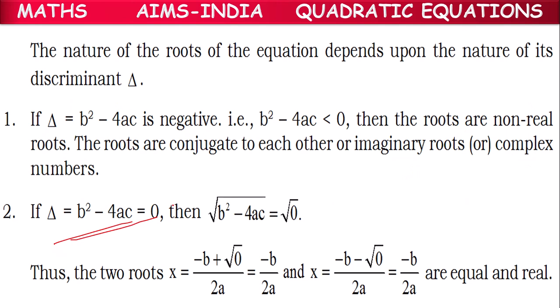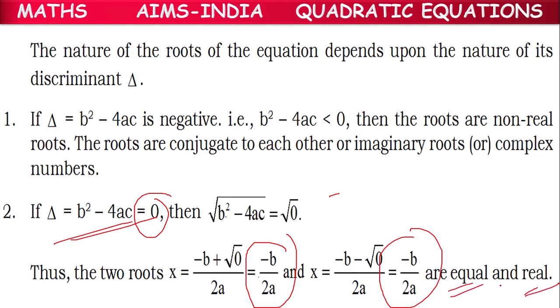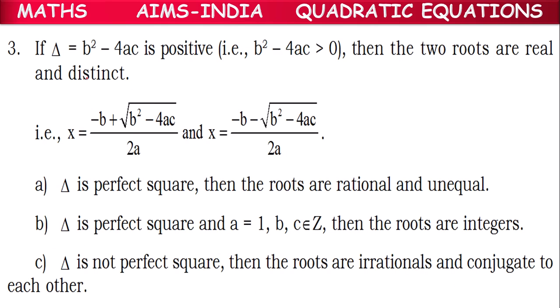When the discriminant is equal to 0, the first root is minus b by 2a, and the second root is minus b by 2a. Roots are equal and real. When the discriminant is positive, then the roots will be real and distinct, real and different.